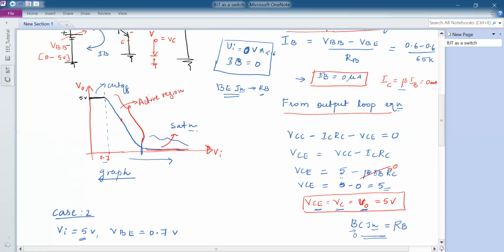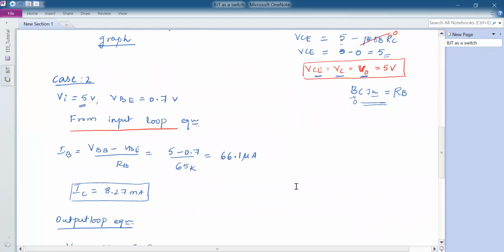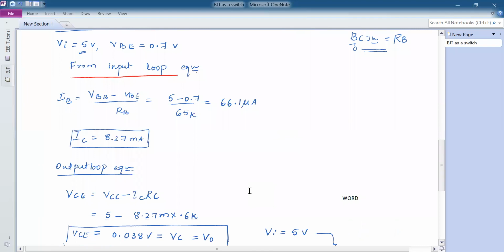So now, if we take both the cases, in case 1, when the input was 0, output was 5 volts. When the input was 5 volts, output was nearly 0, 0.038. So this working of the BJT between cutoff and saturation shows that BJT is working as a switch, or it is also called working as an inverter. So this is all about the BJT working.